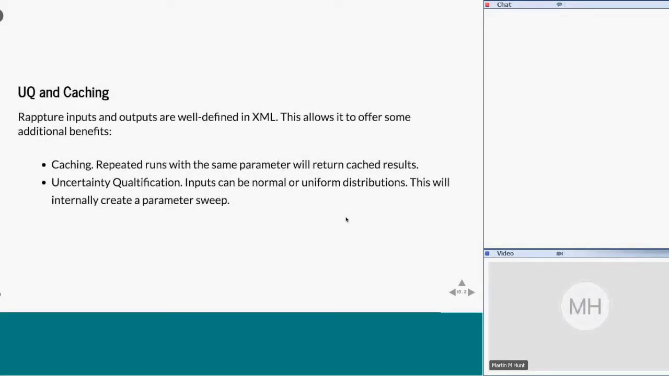One thing that Rapture does have is UQ, uncertainty quantification. You can set up Rapture pretty easily to do basic uncertainty quantification. And repeated runs are also cached automatically with Rapture. And we don't have anything like that set up yet with Jupyter. UQ can be done, but it requires more work.